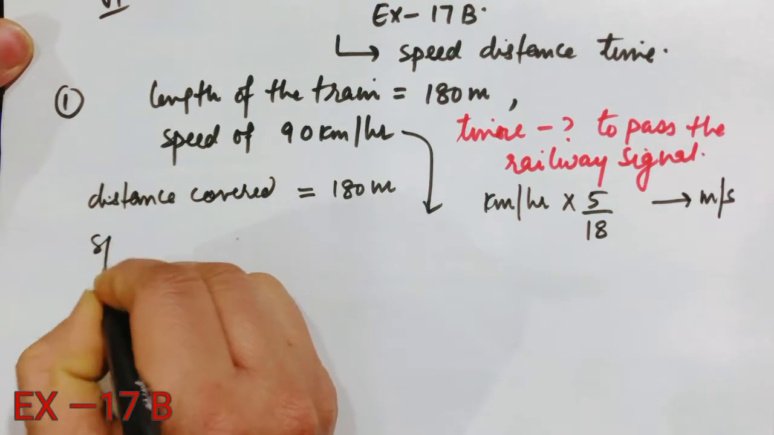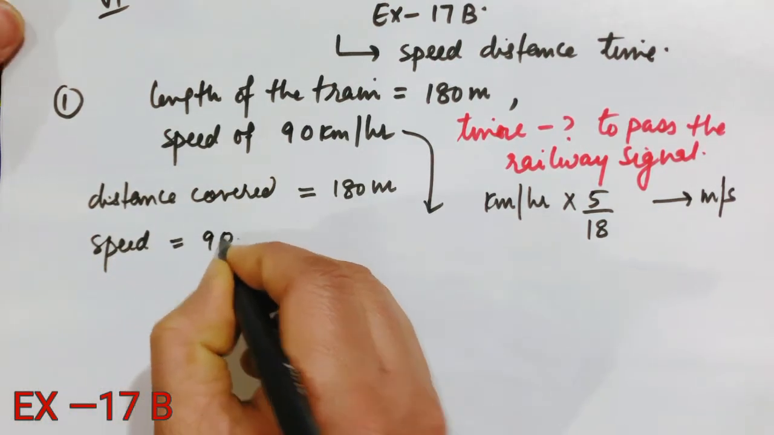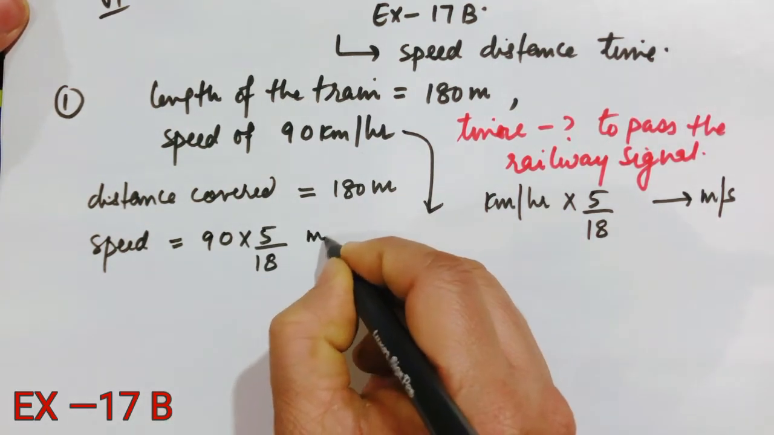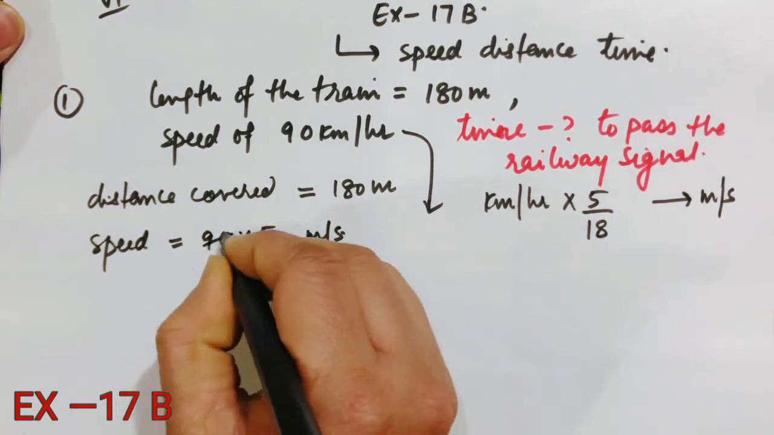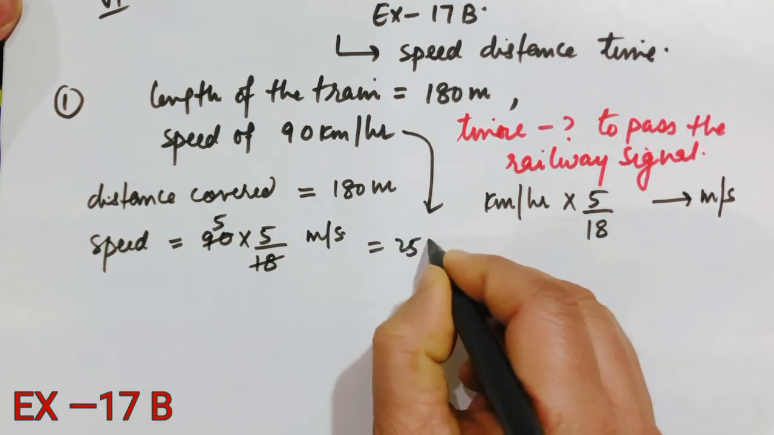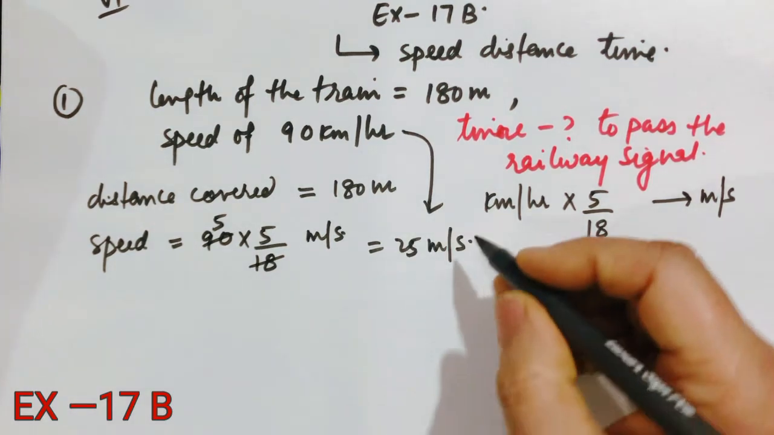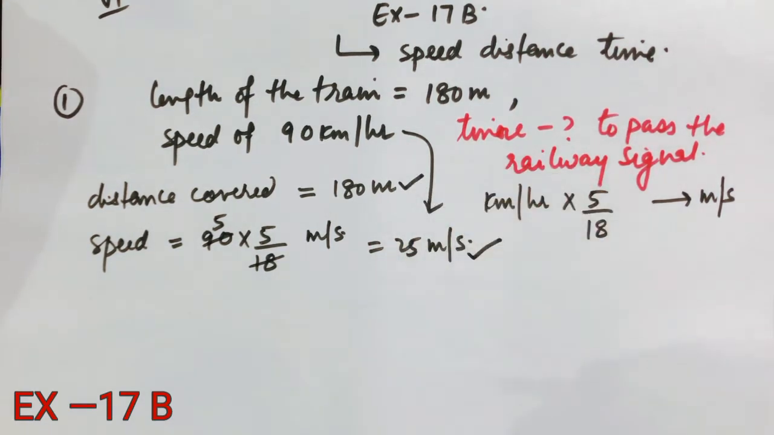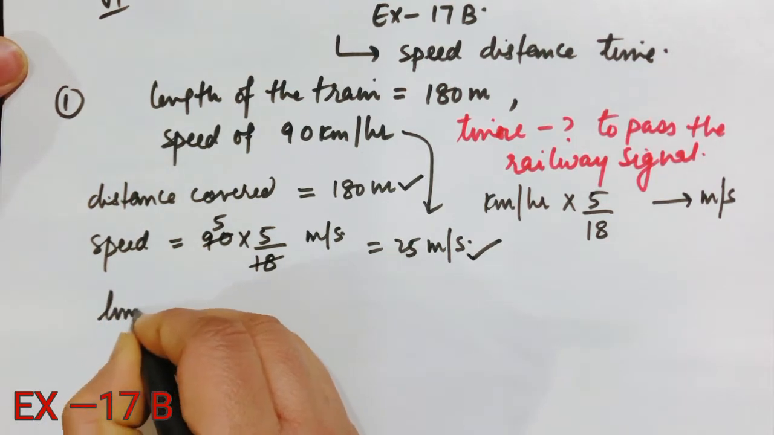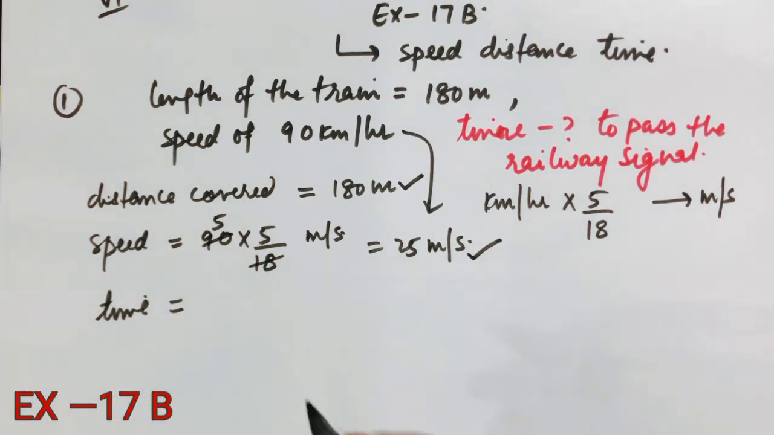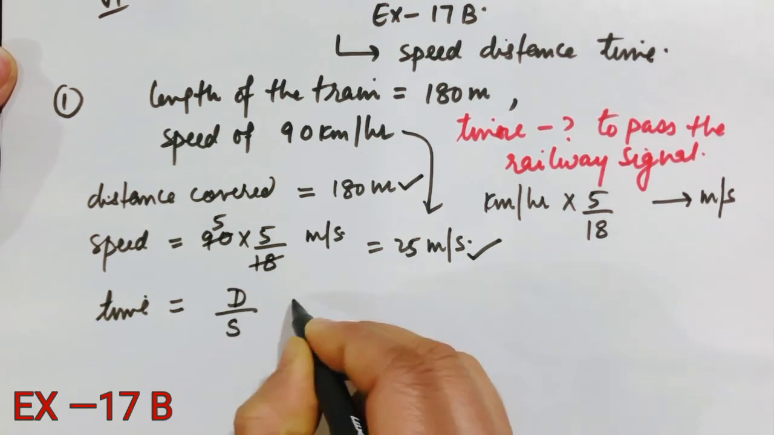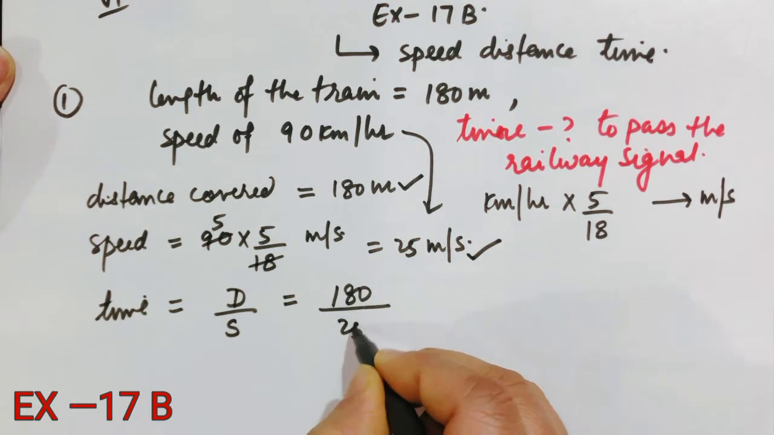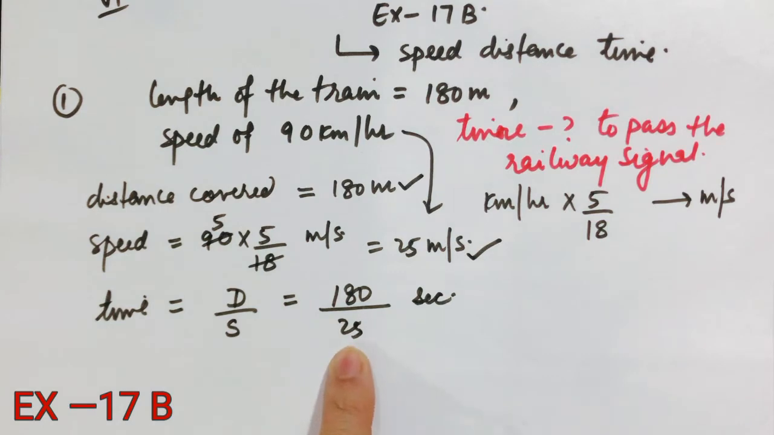So we will do it quickly. Speed is equal to 90 multiplied by 5/18 meter per second. 18 fives are 90, so 5 times 5 is equal to 25 meter per second. So you have got your speed as 25 meter per second and the distance as 180 meter. Can you find out the time? Let us find the time. Time is equal to distance by speed, so 180 by 25 seconds. You will get your time in seconds.